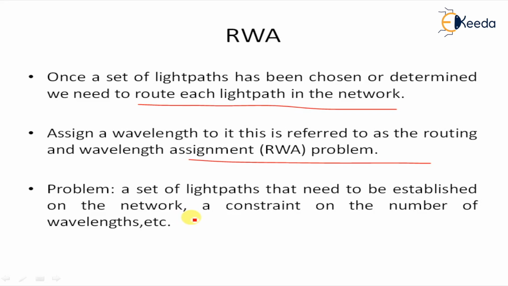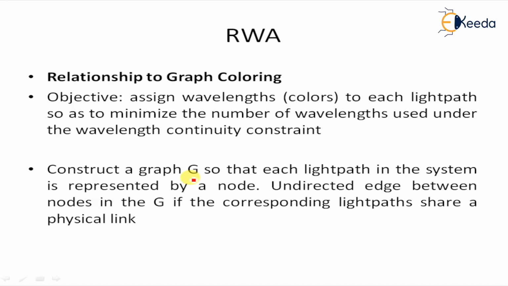The corresponding network optimization problem is to minimize the blocking probability. There are also cost optimization problems, which provision the set of light paths using a minimum amount of resources. So we start with the first relation, to graph coloring.